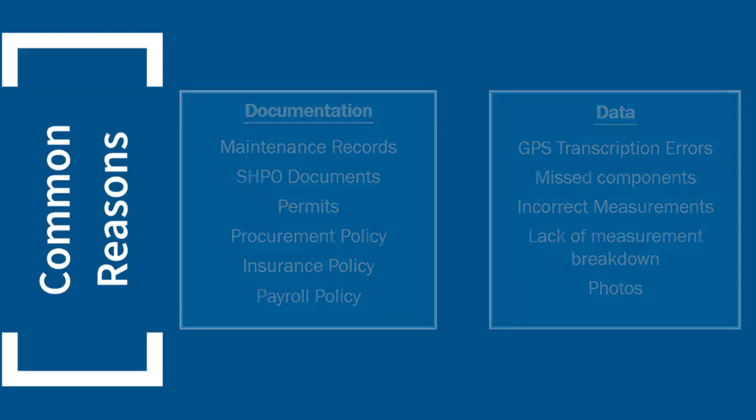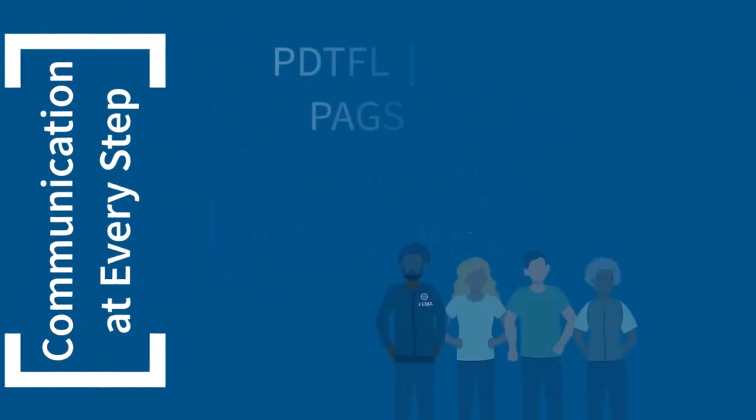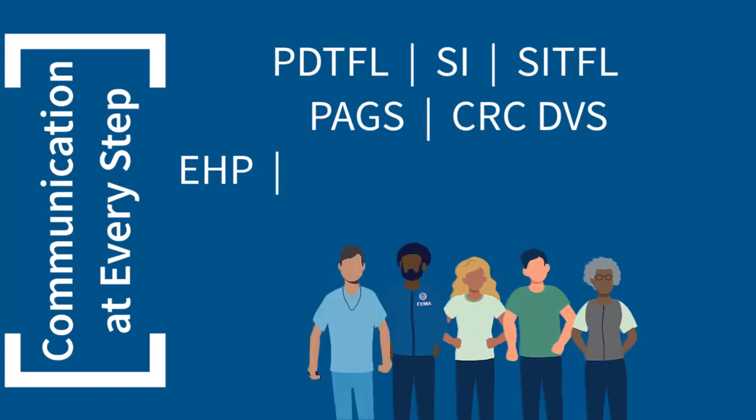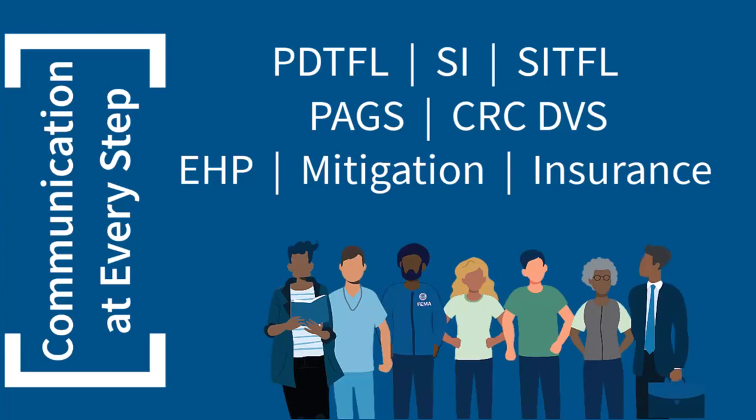I'm going to talk about communication at every step of the process for a minute. Think about the other employees you talk to throughout the entire process of a project being formulated. Some other positions that you may need to interact with are your environmental and historic preservation group, mitigation, and insurance. And these three will most always have a hand in the review process. And anytime anyone reviews the project, there are potential questions. So just be prepared for those to come your way.